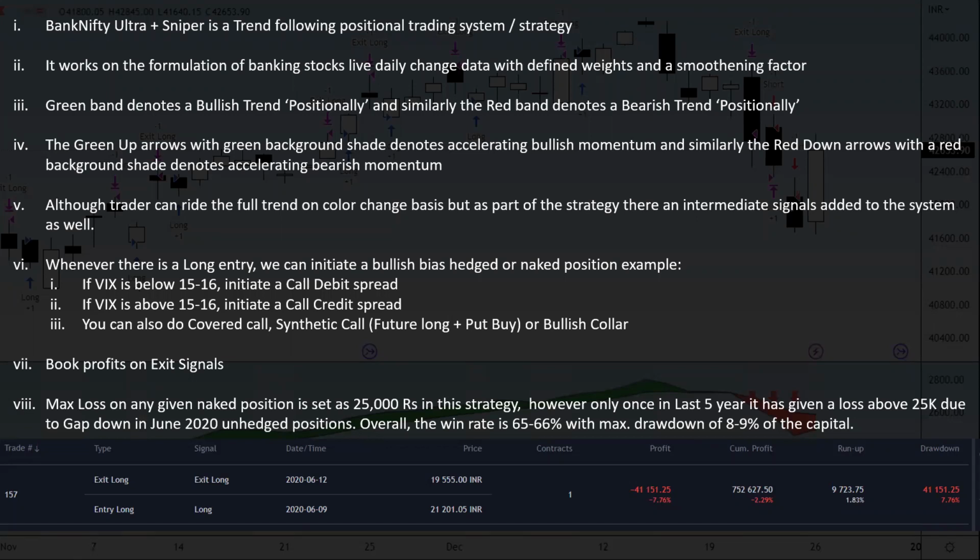Because of the volatility of Bank Nifty. 1,000 points for Bank Nifty is nothing. It can make even bigger moves in one day, and we have all seen how much gap up and gap downs it can do.